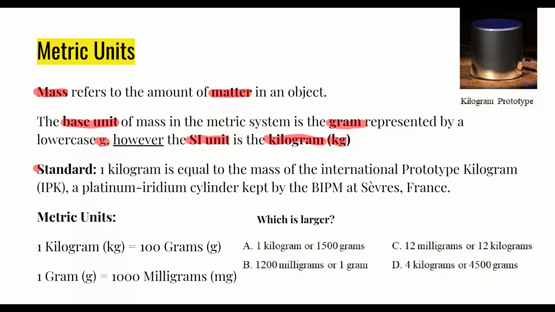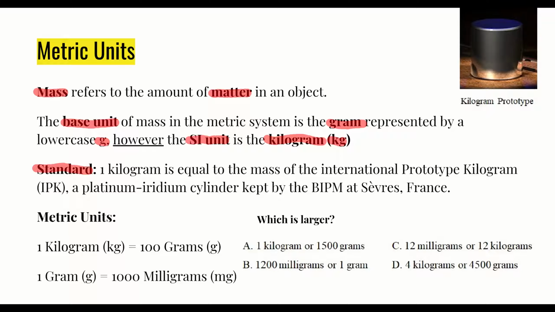The standard, so where the actual measurement for a kilogram comes from, is that 1 kilogram is equal to the mass of the International Prototype Kilogram. It's considered the IPK. It's a platinum iridium cylinder kept by the BIPM at Sèvres, France. Okay, and I know I butchered that pronunciation, but I do not speak French.